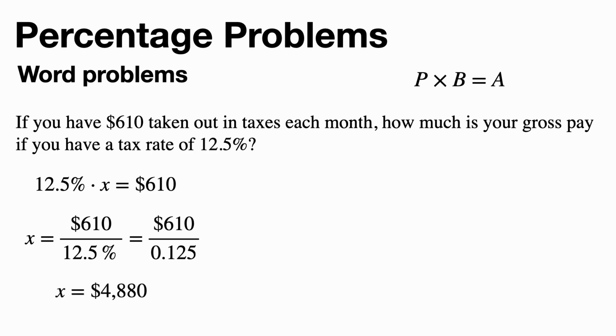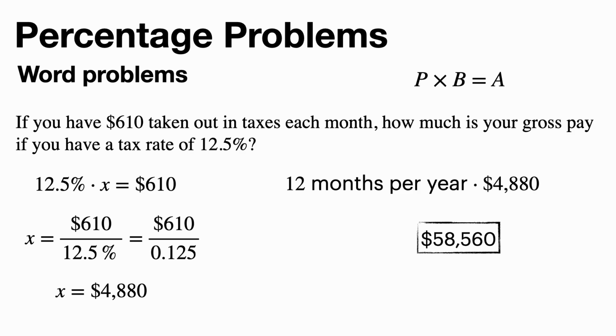And I found that it would be $4,880. So that would be the monthly gross pay. If we wanted to find the yearly, we would need to multiply by 12 months per year. In doing so, we'd find $58,560.